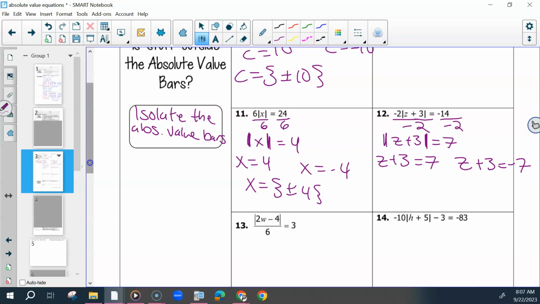Then to solve, we would do what? Subtract 3 on both equations. We have negative 10 and 4. Before we do another, what questions do we have right now?